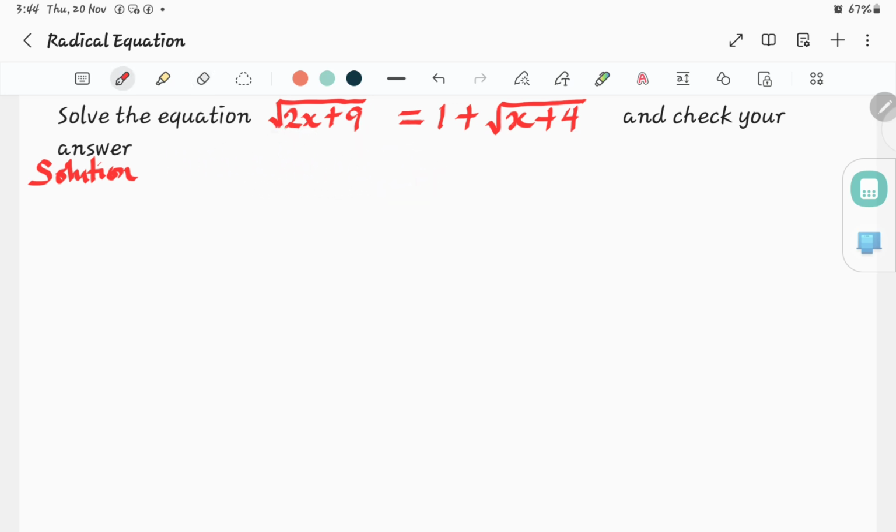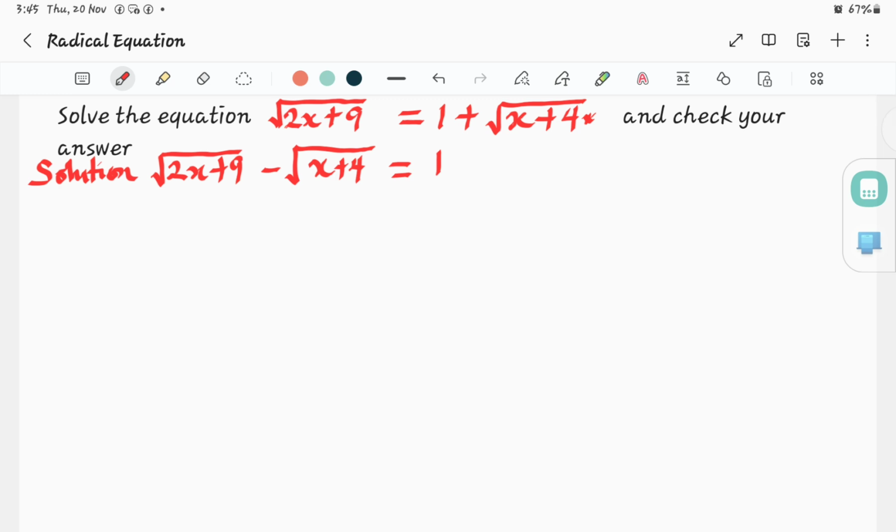All right, so how do we go about this? The first thing we want to do is, if you notice, on the left and the right hand side, we have two radicals. So what we want to do first is ensure that all the radicals are on one side. So the square root of 2x plus 9 is going to come to the left hand side, so it becomes negative square root of x plus 4 equals 1.